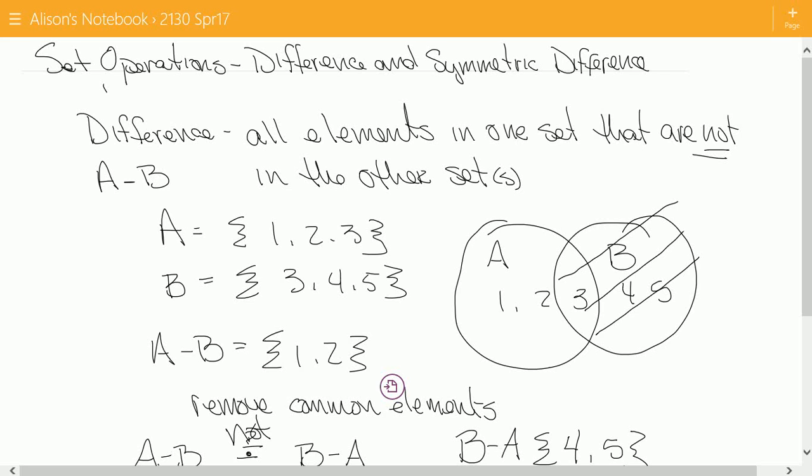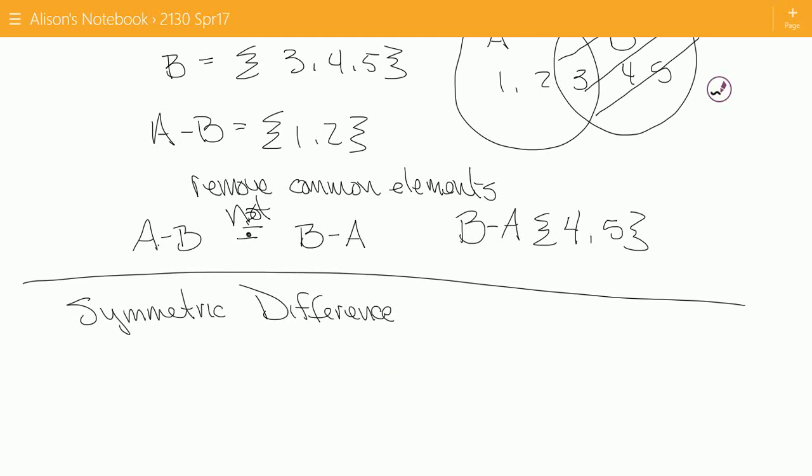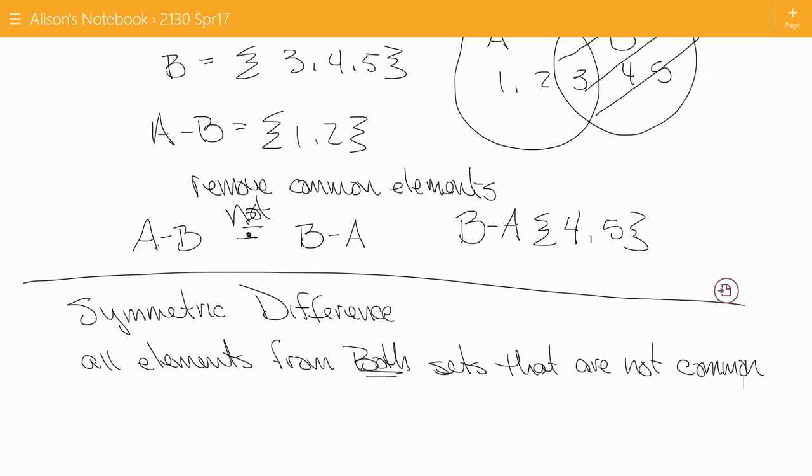So if you'll notice, these two are not equivalent. So what I'd like to do now is find out what the symmetric difference is. The symmetric difference is all elements from both sets that are not common. So this time, instead of starting with one set and removing common elements, I'm going to start with all of the elements in both sets, and then I'm going to remove the common elements.